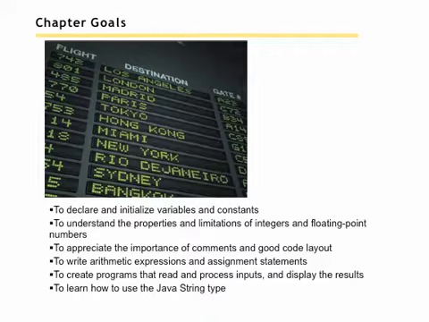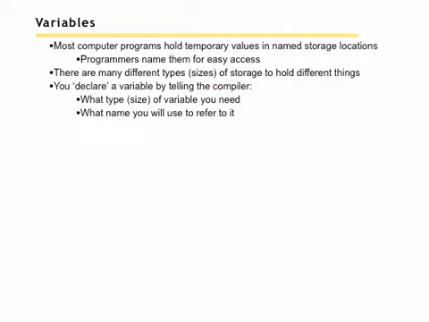to create programs that read and process inputs and display the results, and to learn how to use the Java string type. So variables are temporary holding places in memory where you can hold some value that you're going to need in your program. So programmers name variables to make it easy to tell one from another because a variable occupies a space in memory and you have to be able to determine where in memory you want to go and get this information that you're storing. So that name is what allows you to access it. There are many different types and sizes of storage to hold different things, and we'll talk about the different types of things that we can store.